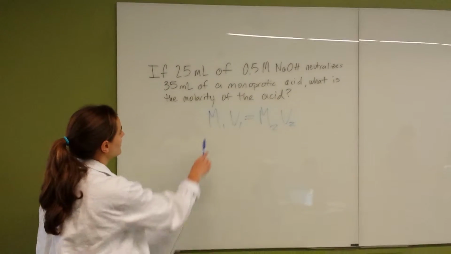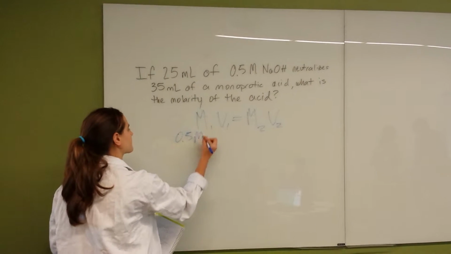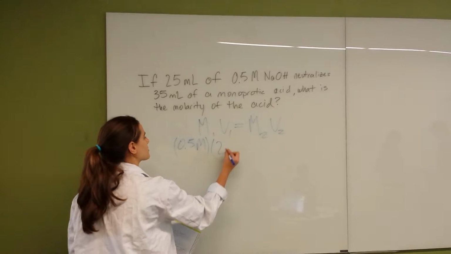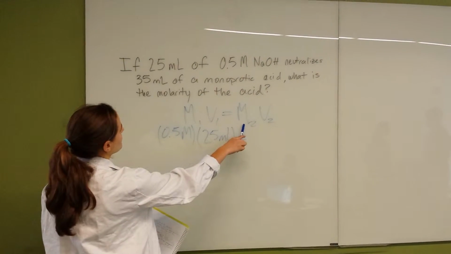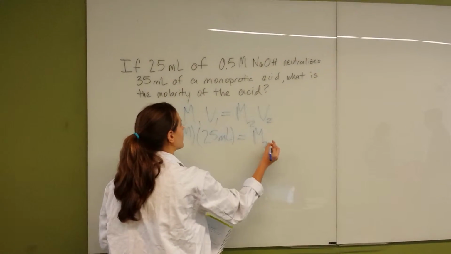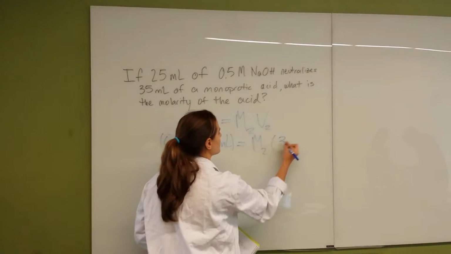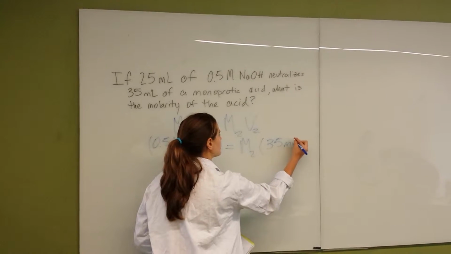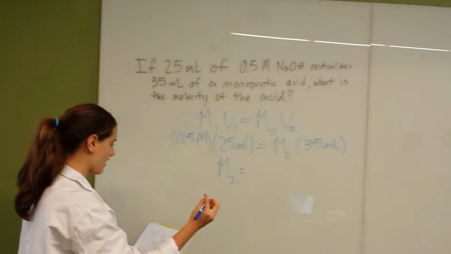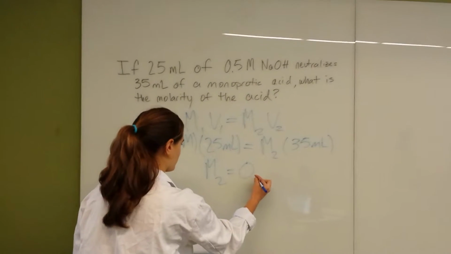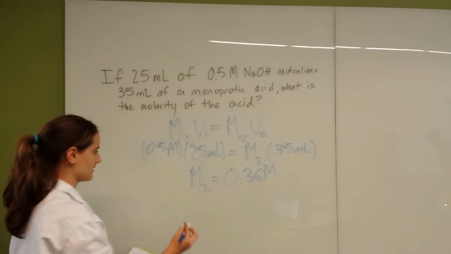And so we plug in, so the first molarity is 0.5 molar, and the first volume is 25 milliliters. And we're going to find molarity, so we'll leave that. And the next volume is 35 milliliters. And when we plug that into the calculator, we find that the molarity is 0.36 moles of a monoprotic acid.